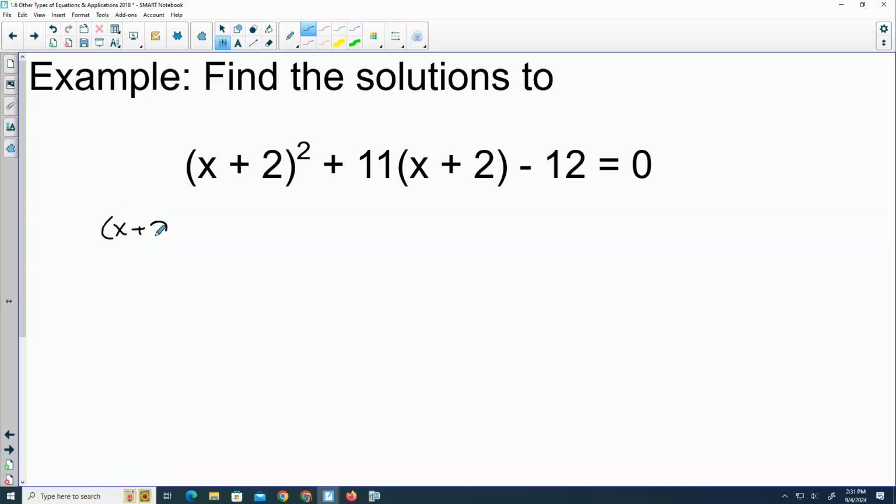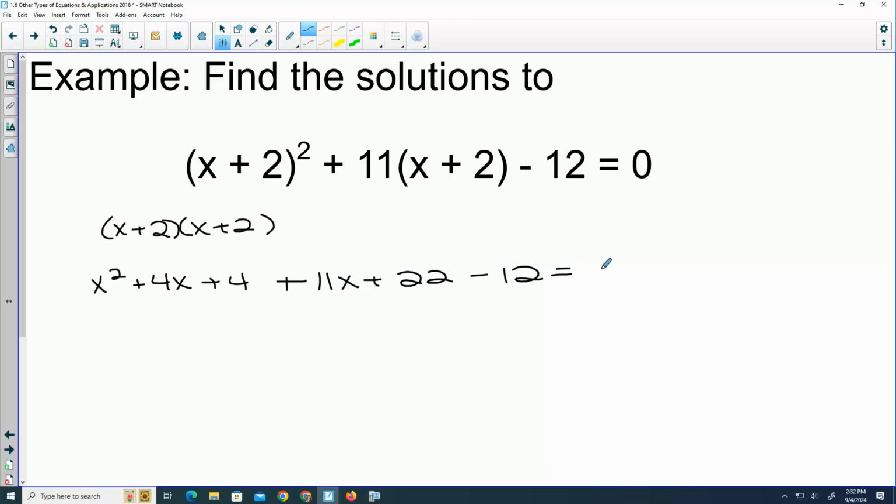x plus 2 squared means you have 2 of them. So if you FOIL, you get x squared plus 2x plus 2x is plus 4x plus 4. Okay, distribute our 11, so 11x plus 22 minus 12 equals 0. Combine like terms, 4x and 11x would be 15x. Positive 4, positive 22, and negative 12. Okay, how does that factor?